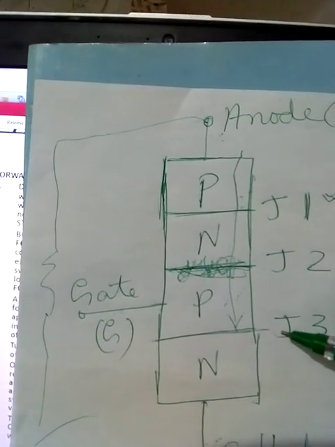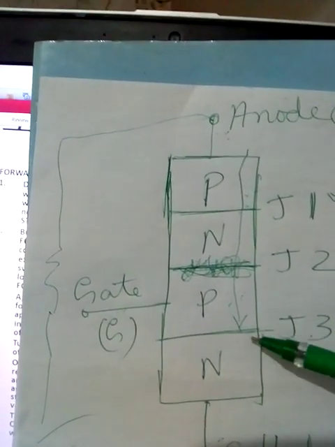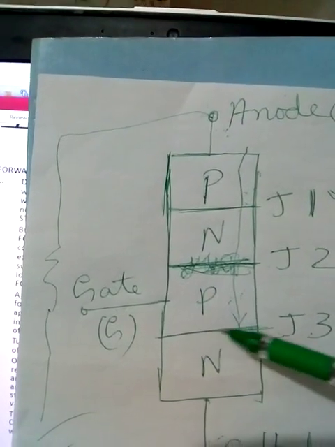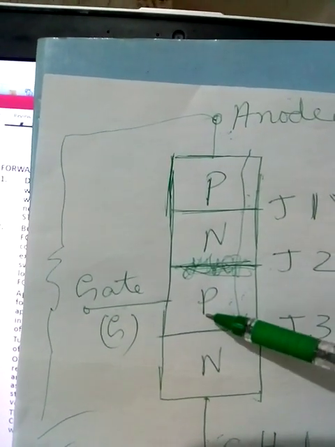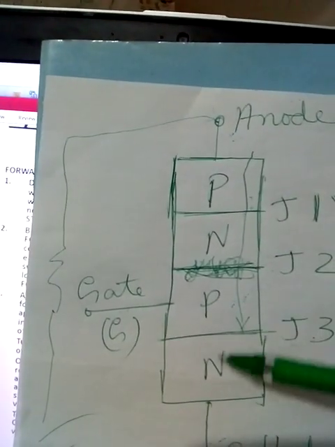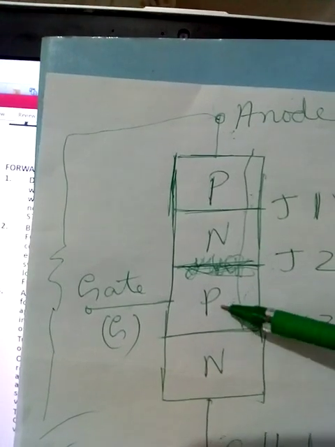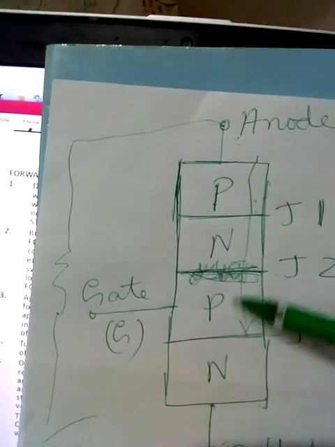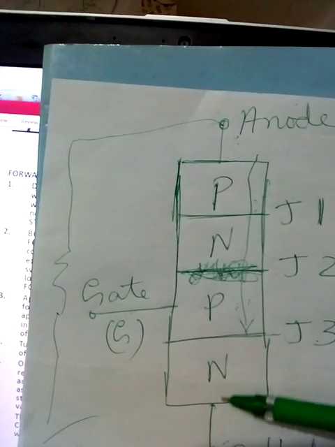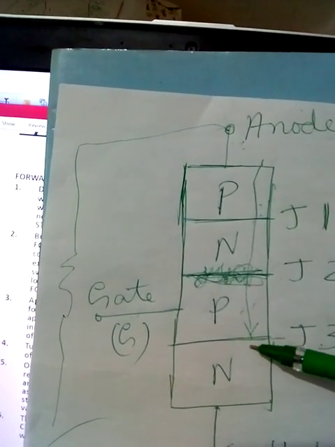Junction J3, it is also forward biased. P layer is towards positive, N is towards negative. So between the third and fourth layer, that is also forward biased.